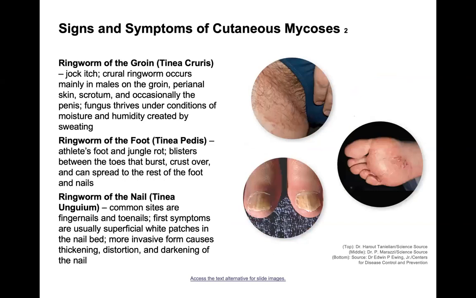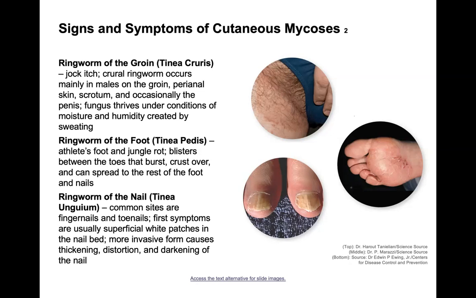You can also get jock itch, which is ringworm in the groin. The crural ringworm occurs mainly in males on the groin. You can also get perianal skin, scrotum, and occasionally the penis. The fungus thrives under conditions of moisture and humidity created by sweating. You have athlete's foot, which is ringworm on the foot. Again, athlete's foot is also referred to as jungle rot, with blisters between the toes that burst, crust over, and can be spread to the rest of the foot and nails.